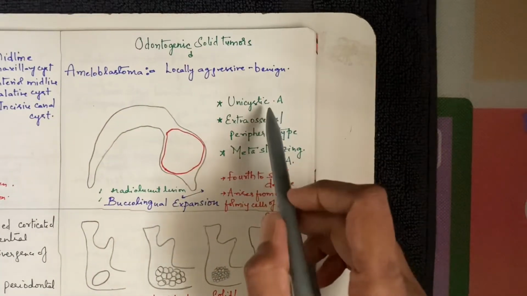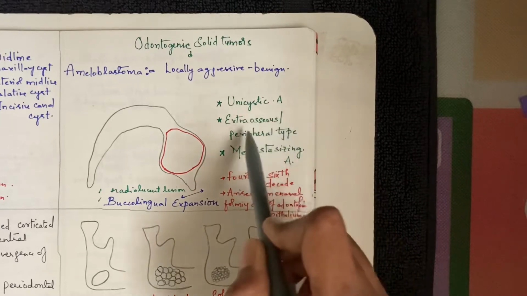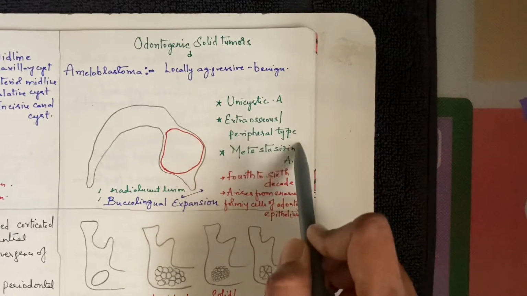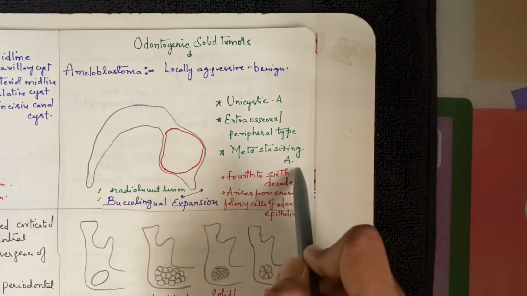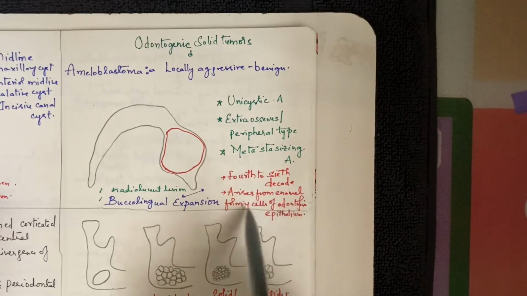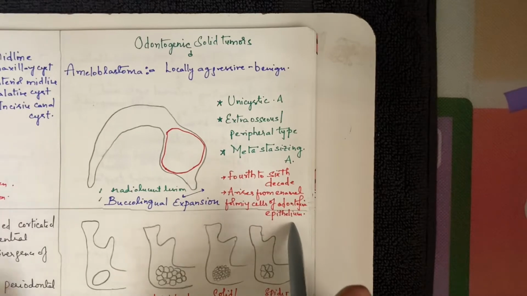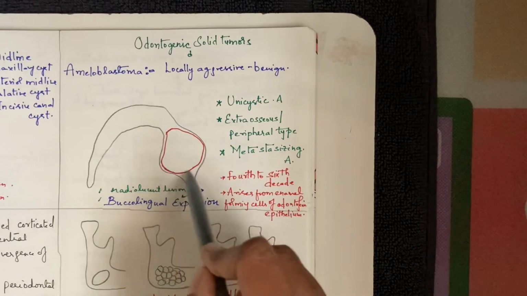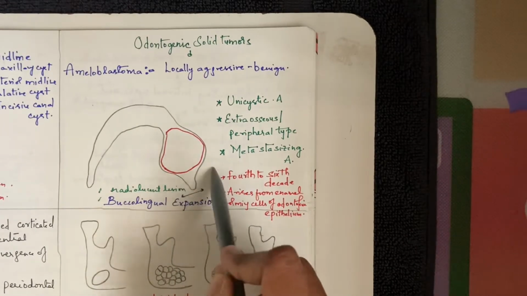It can be of 3 types: unicystic ameloblastoma, extraosseous or peripheral type, or metastatic type. It occurs in the 4th to 6th decade. It arises from the enamel forming cells of the odontogenic epithelium. It's a radiolucent lesion. It has a buccolingual expansion.